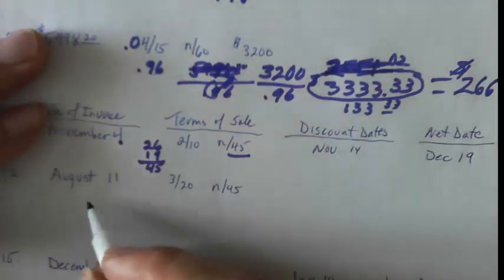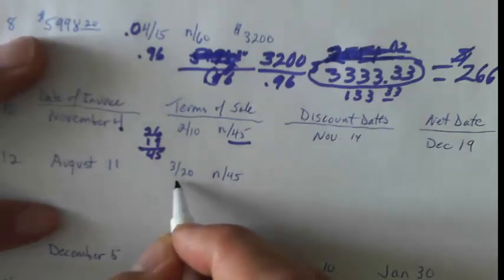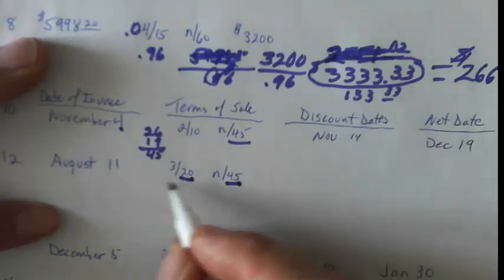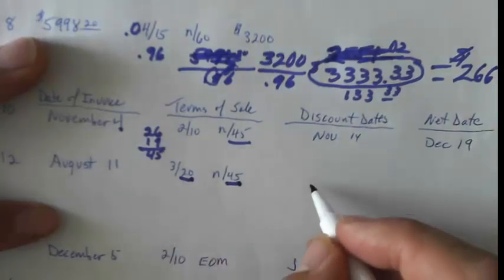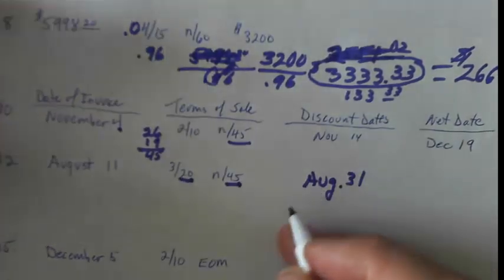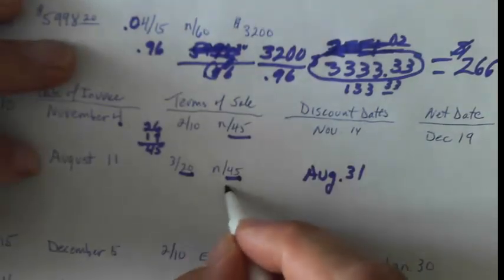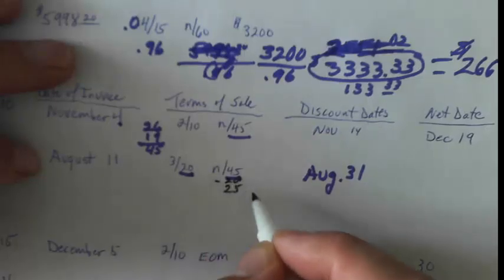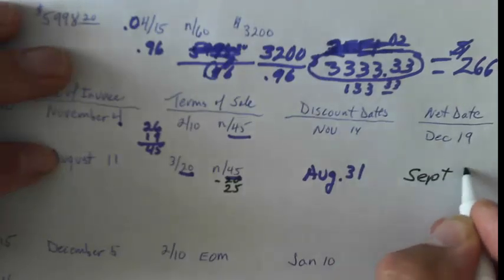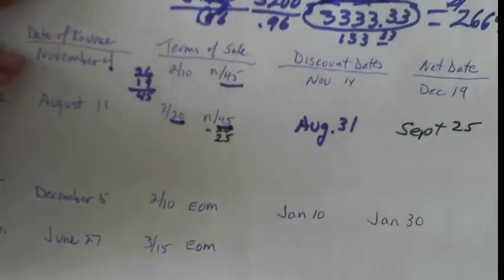All right, number 12, let's take a look at that one. August 11th is the date of the invoice. The discount is good for 20 days. Its total is due in 45. So 20 days plus 11 goes to August 31st because there are 31 days in August. Then we have 45 total, and we've already used up 20, so we need another 25 days, because we subtract the 20 that we've already taken. So that would be September 25th, the day we should expect payment from that merchant.